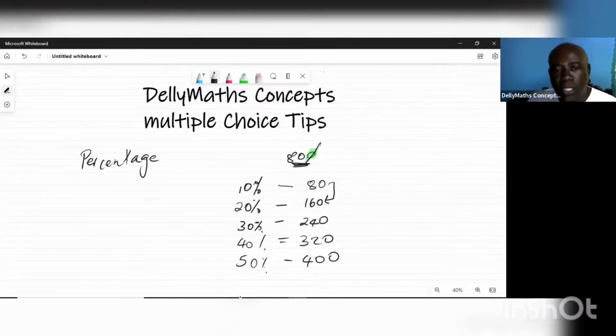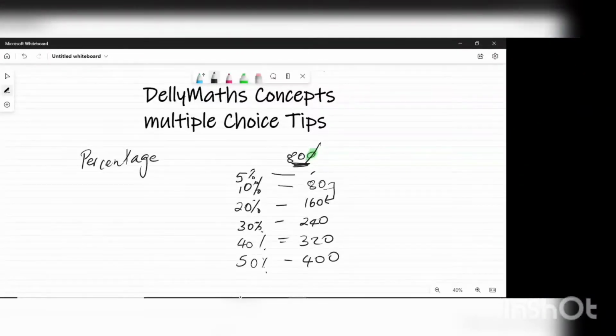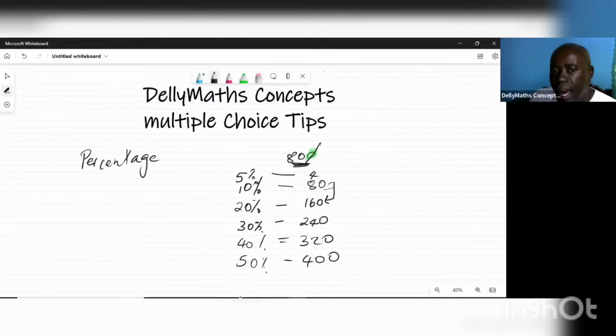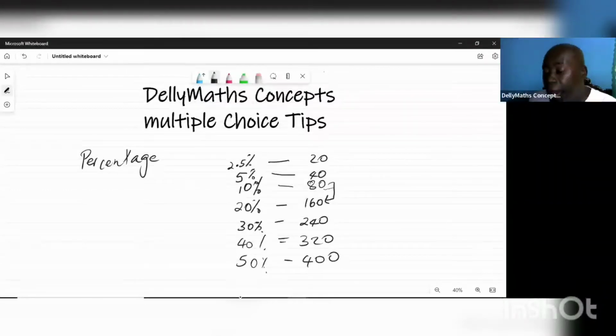And then if you think about it, you can go backwards. 5%. 5% is half of 10. So if 10% is 80, half of that is 40. So we're seeing where, oh, hold on. I can go further. I can go 2.5%. Without calculator, it's 20. Because the moment I know 10, I split it into half, I know 5. I split it into half, I know 2.5. And I can continue knowing all the way down, but we'll stop right there.